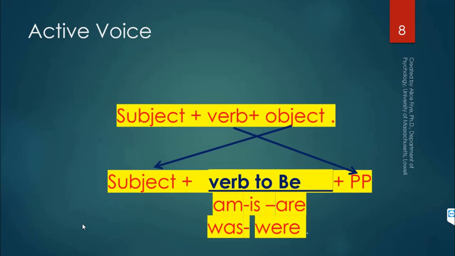Now the subject, verb, and object. This is the construction of the simple English sentence: subject, verb, and object. Now, when we convert the sentence into the passive, we start with the object, then the form of verb to be, then the past participle from the verb. The forms of verb to be are either the present, which is am, is, are, or the past, was or were.